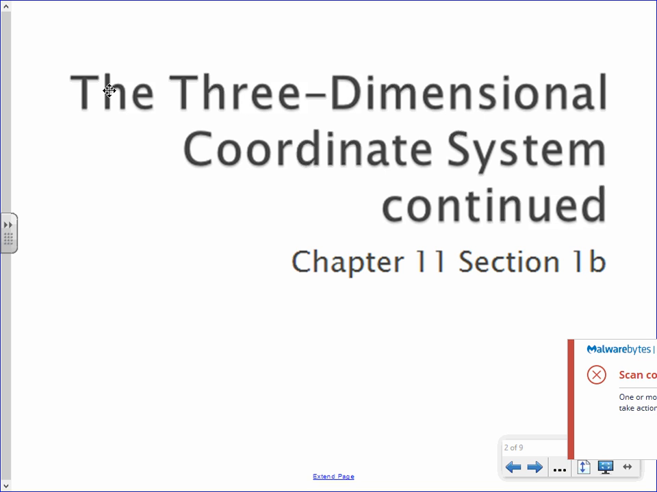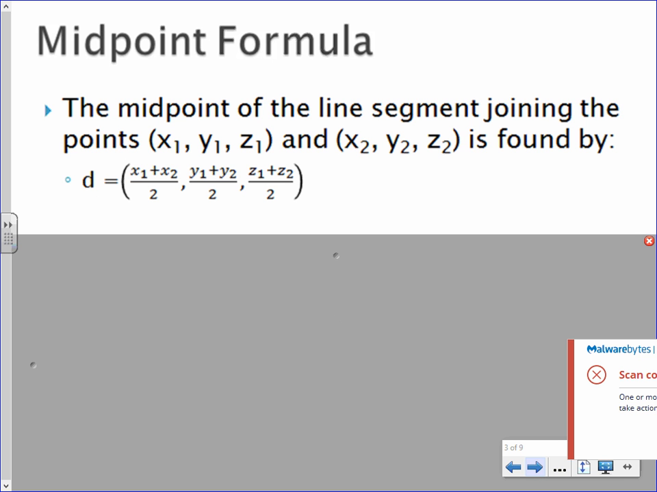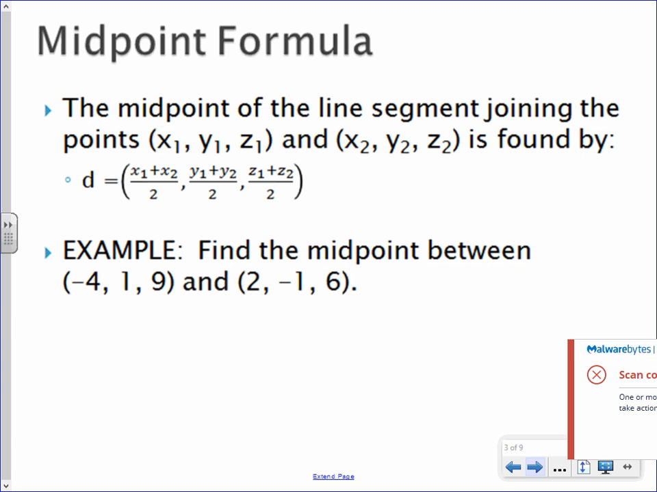Okay. If I have 2 coordinates, x, y, x, y. Average them. So if I have 2 points, x, y, z, we're going to average them. Average of the x's, average of the y's, average of the z's. This is the example we are going to do.